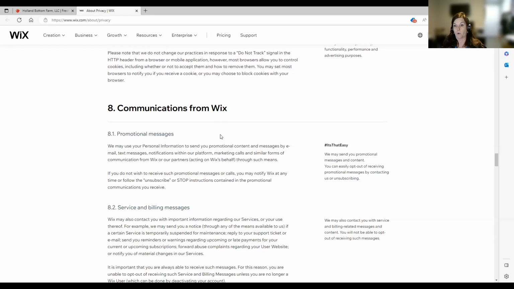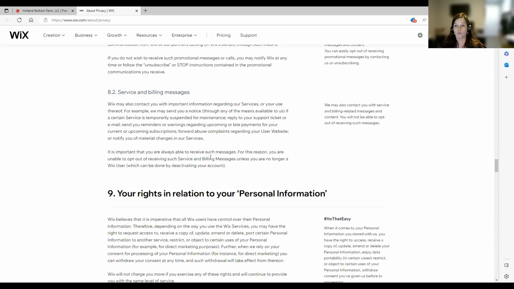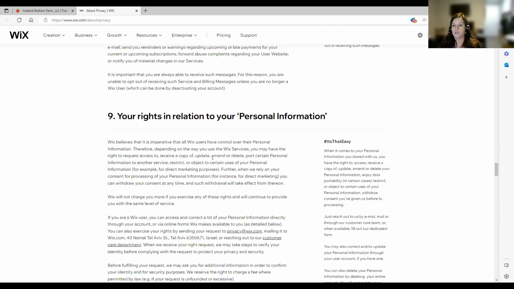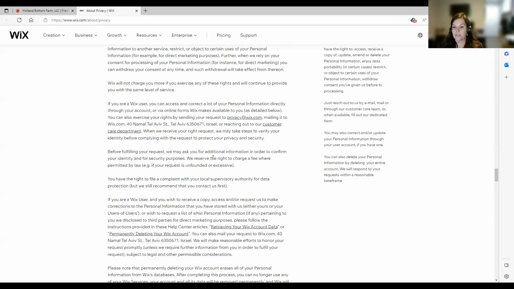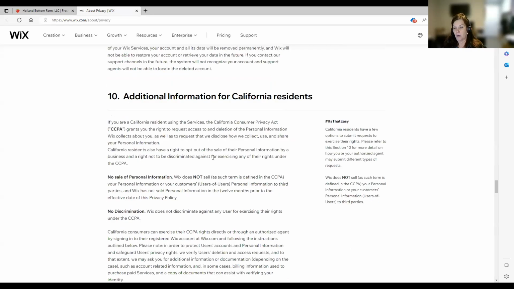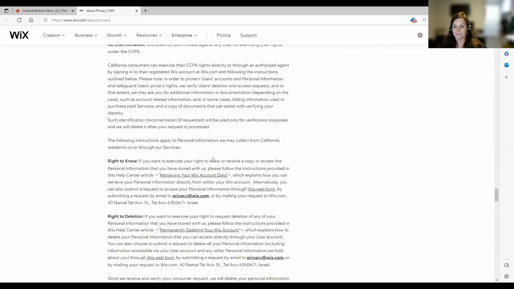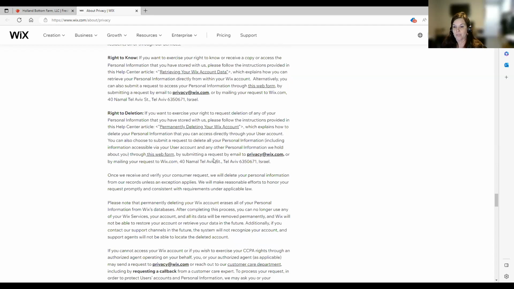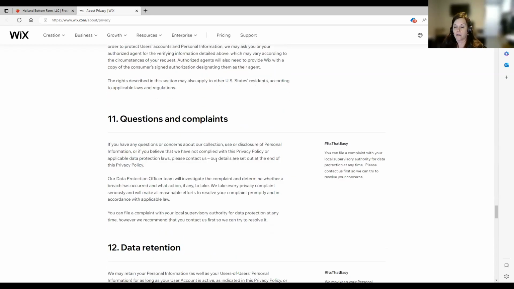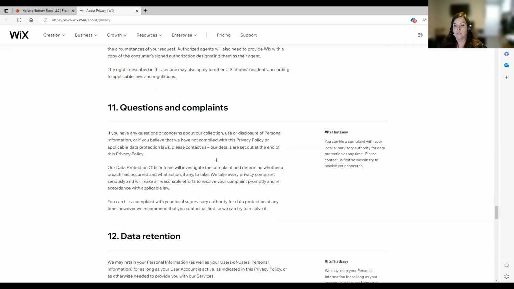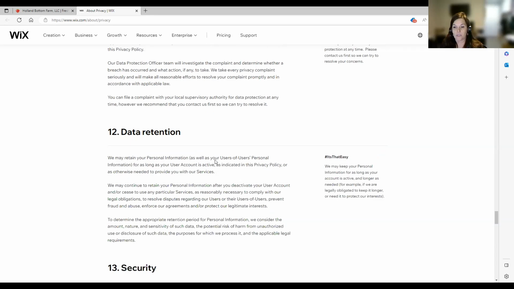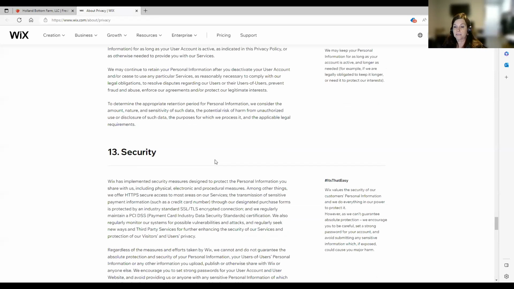Communications from Wix, there's promotional messages, service and billing messages, your rights in relation to your personal information. So if you can see, Wix provides a very in-depth description. Obviously, they do collect information. Obviously, they do store this information. And so they provide a lot more detailed ways of collecting and maintaining, as well as if you have questions and complaints, how the data is retained, what security is in place.